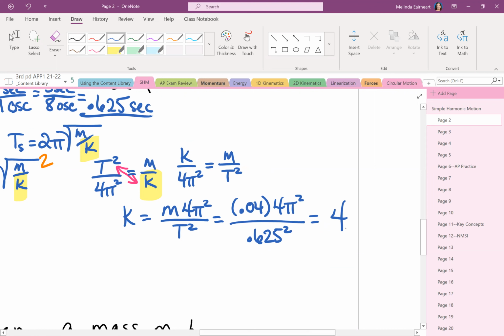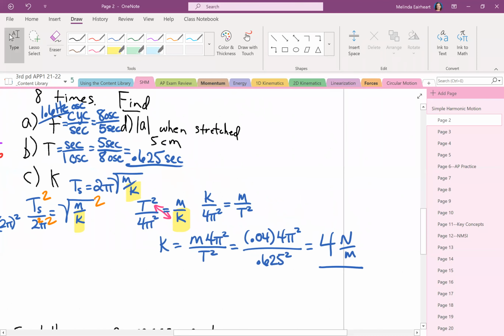Hopefully you got about 4. Yeah. And the SI unit for spring constant is newtons per meter. Okay. All right. This would be the same steps you take for a pendulum if you were solving for g, right? g is the denominator variable in that one. So it's the same steps.